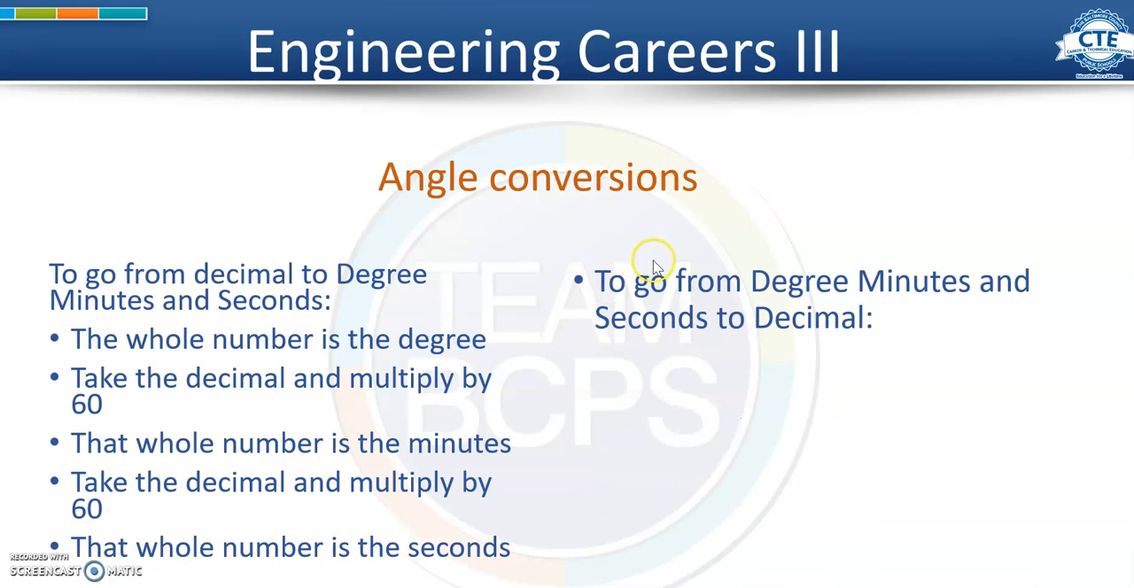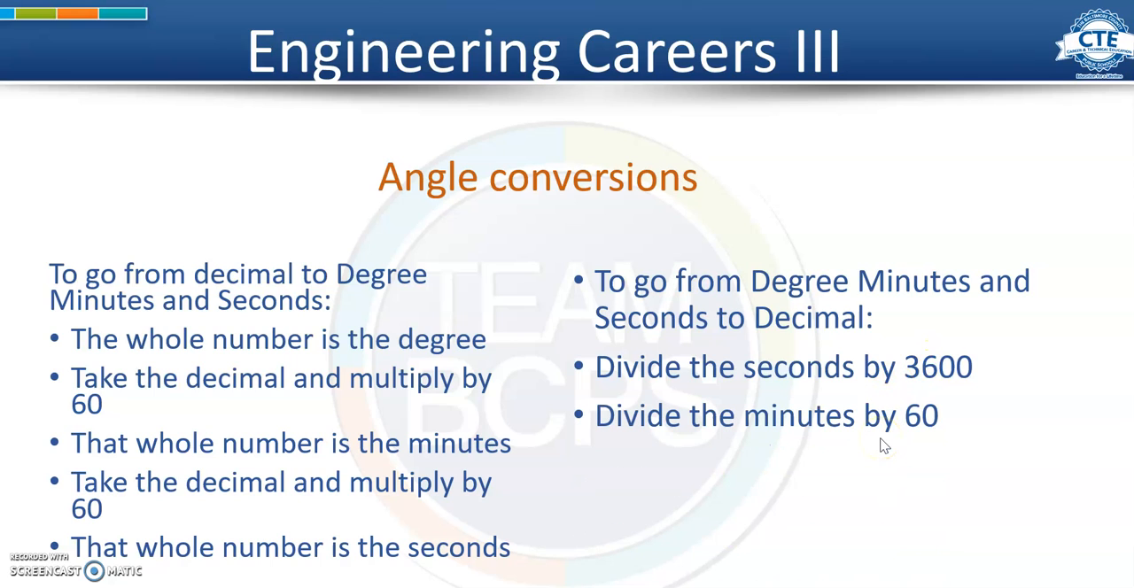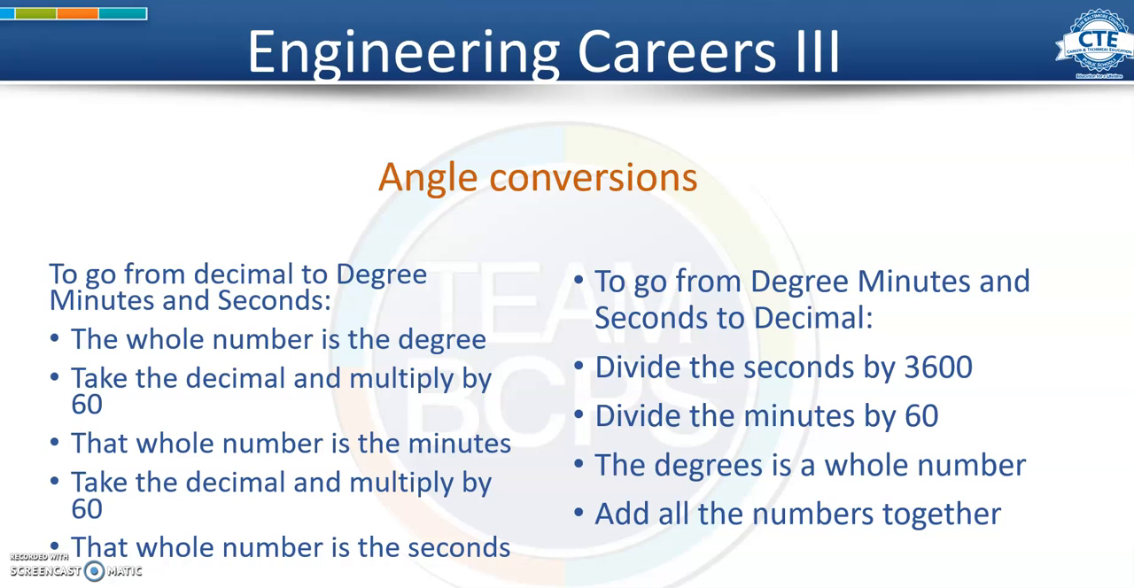Now to do the other conversion from degrees, minutes, and seconds to decimals, you can use another process noted. The degrees is the whole number. You will need to divide the seconds by 3,600. You will write down that number. Please keep in mind it'll be very small. Next, you're going to divide the minutes by 60. That will also be a small number. To finish the conversion, you simply add all the numbers together and your conversion is complete.